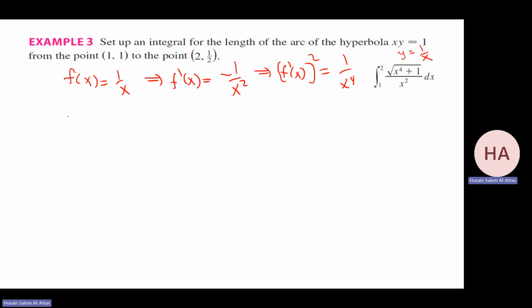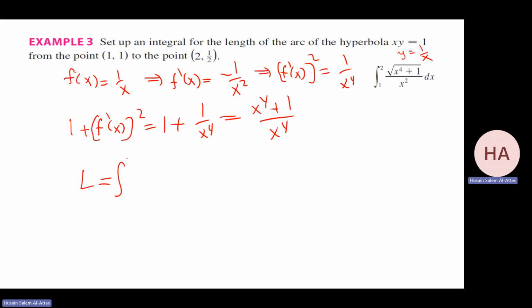Over x to the power 4. So 1 plus f prime of x all squared will be 1 plus 1 over x to the power 4, and that I can write as x to the power 4 plus 1 over x to the power 4. And to take the square root of this, so my L will be, the x values from 1 to 2, I'm writing the function in terms of x, square root of this.